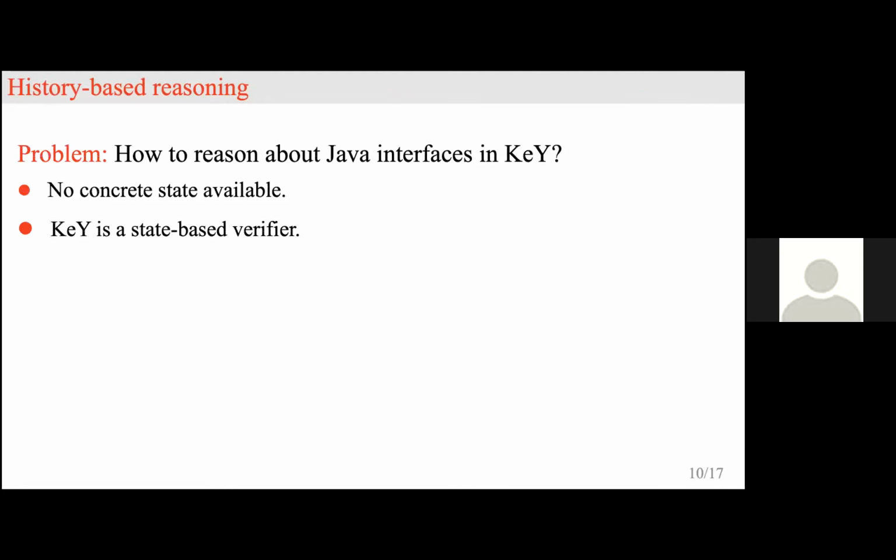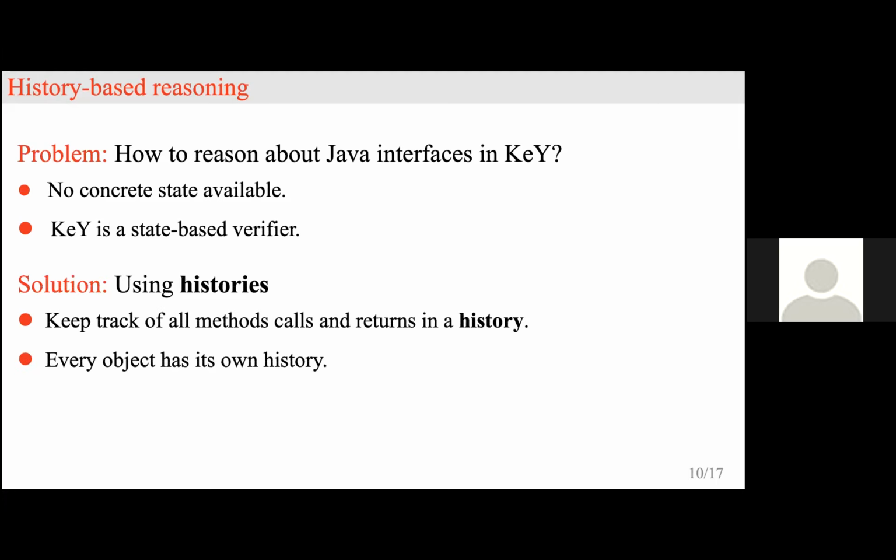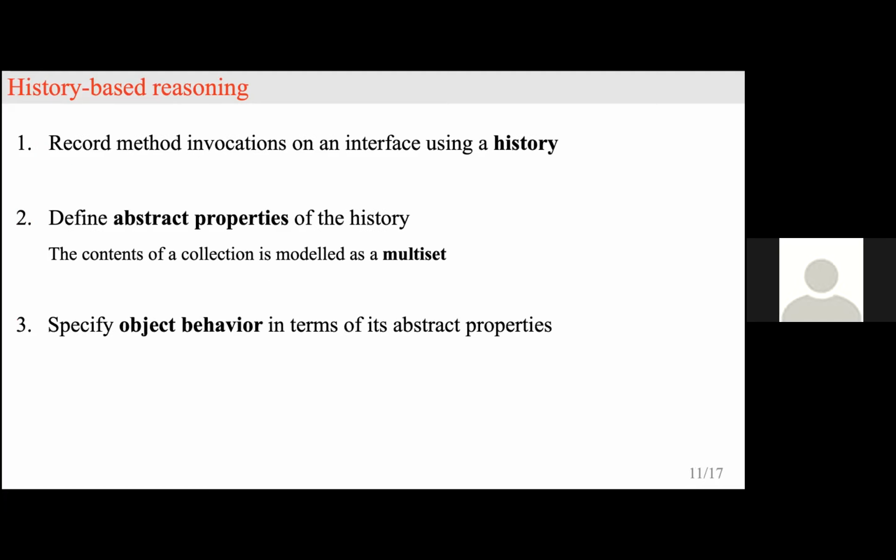The problem is how to reason about Java interfaces in KeY. Unlike a Java class, there's no concrete state available in the KeY theorem prover, but actually KeY is a state-based verifier. The solution we give is using history. What is history? History is a sequence of events, and it keeps track of all method calls and returns. Every object has its own history. This is our history-based reasoning approach.